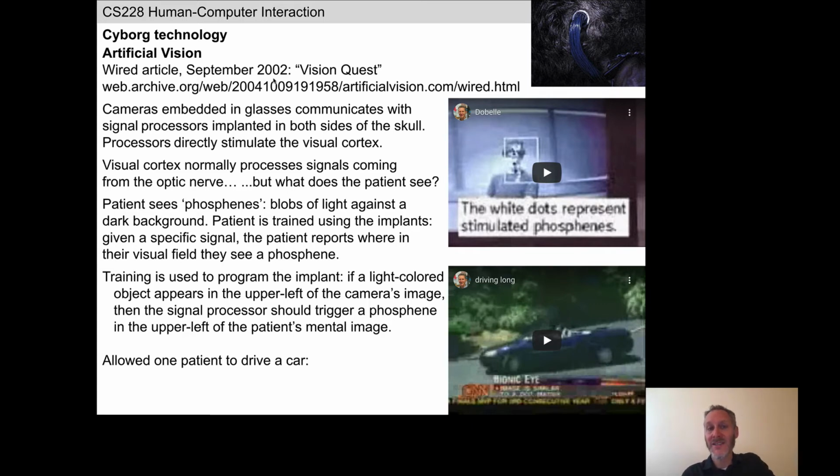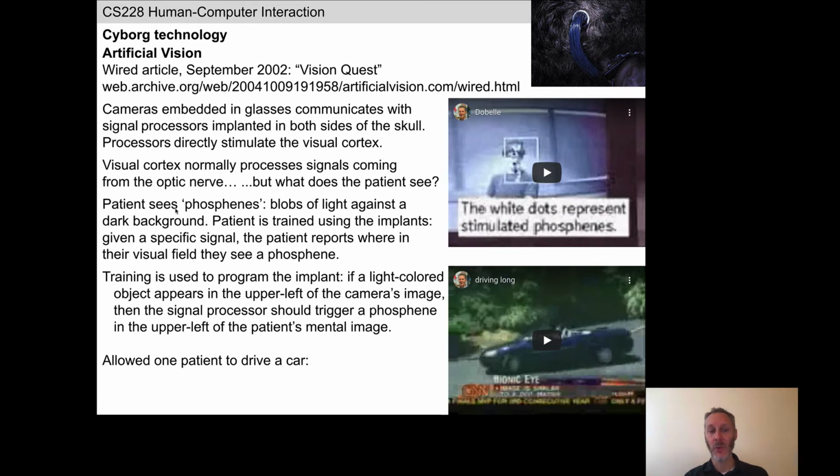Arguably the first example of this dates back to 2002. Again, in this technology, cameras are embedded in glasses that the subject wears. They communicate with signal processors that are implanted, in this case, in the visual cortex. Again, they are implanted directly in the back of the brain, which is the part of the brain that processes visual signals. If you're capturing signals directly from the world and bypassing the eyes and bypassing the optic nerve, what is it that the patient sees?